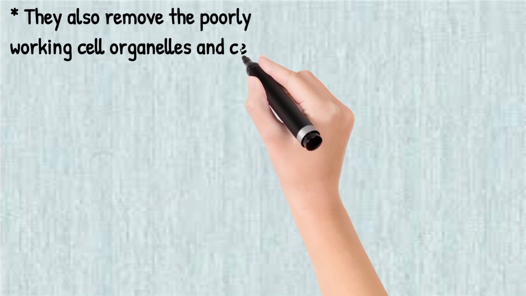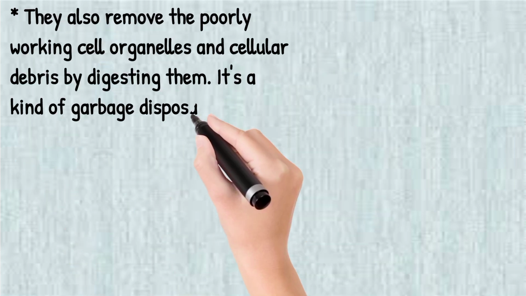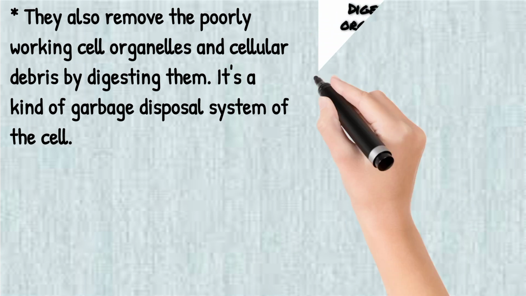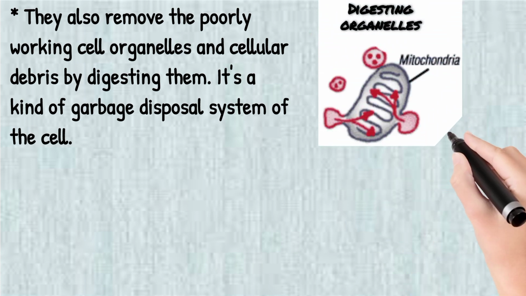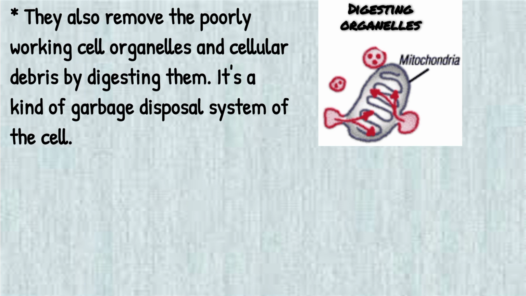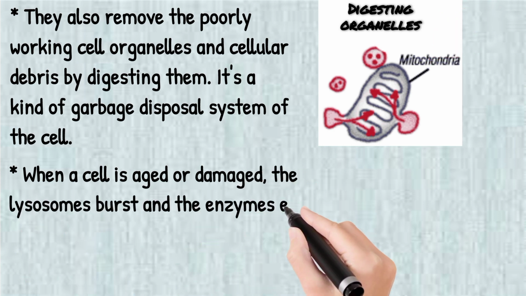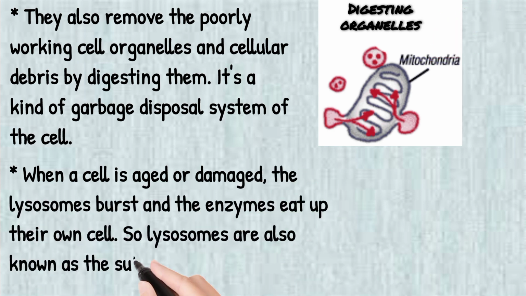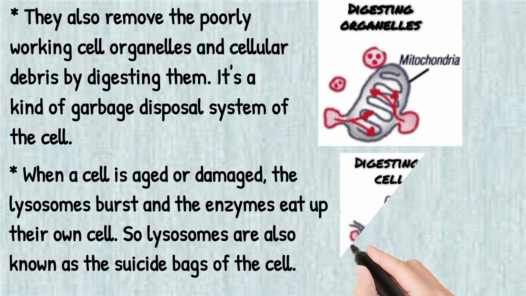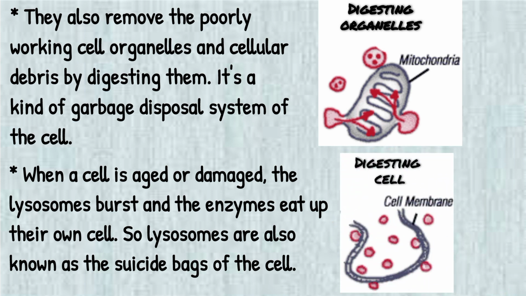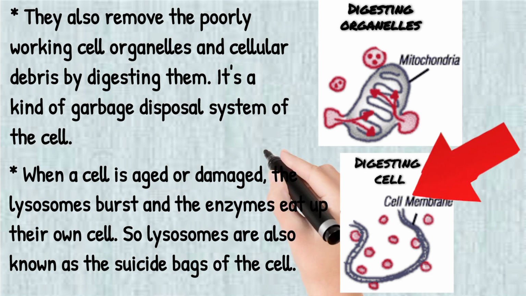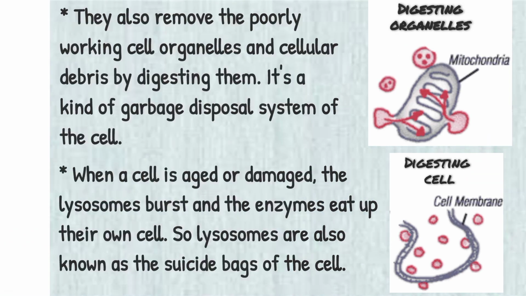They are also called the garbage disposal system of the cell. That is because they remove the poorly working cell organelles and cell debris by digesting them. In the figure, you can see how a poorly working mitochondria is destroyed by the lysosome. Now, when a cell is aged or damaged, the lysosome bursts and the enzymes eat up their own cell. So, the lysosomes are also known as the suicide bags of the cell. In the figure you can see how a damaged cell is eaten up by the lysosomes.